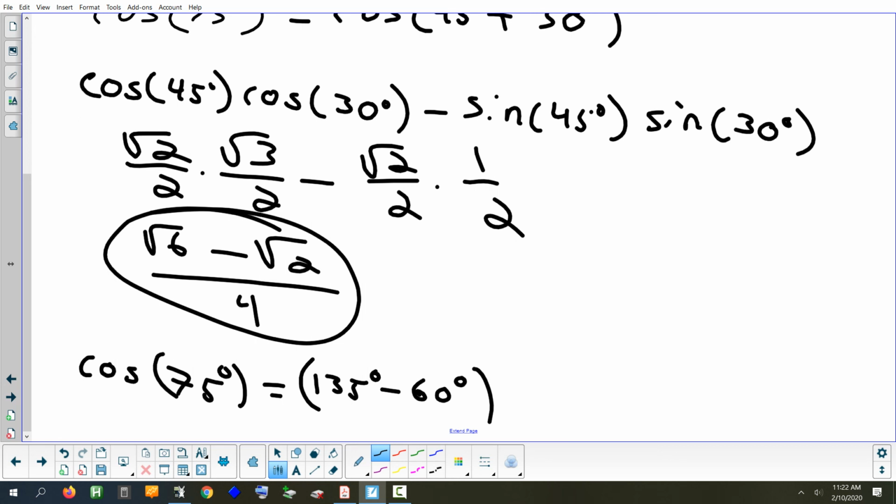So any questions on how we got that? I don't know how to tell you to figure out it's 135 minus 60. There's only so many numbers to play with that are multiples of 45 and 30, and you just have to try to figure out which two you need. If you're trying to get a number that ends in a 5, you've got to have subtraction with a number that ends in a 5 somewhere. You can't have two numbers that end in a 0, subtract them, and get something that ends in a 5.